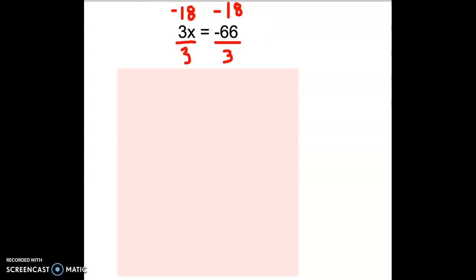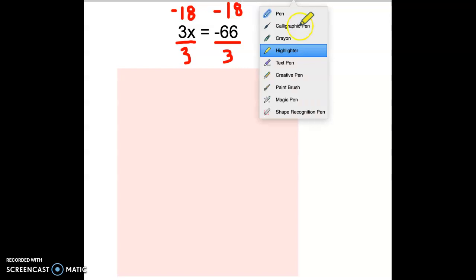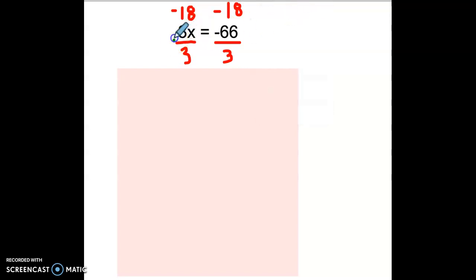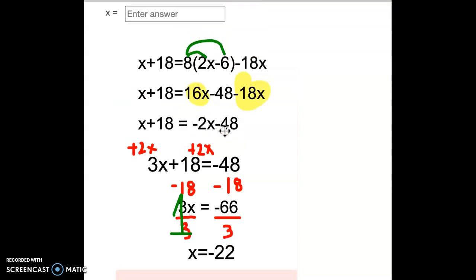When we divide both sides by 3, on the left-hand side here, 3 over 3 makes a big 1. That's the whole point of dividing by 3, to make a big 1 and just get x by itself. And then negative 66 divided by 3 is negative 22.